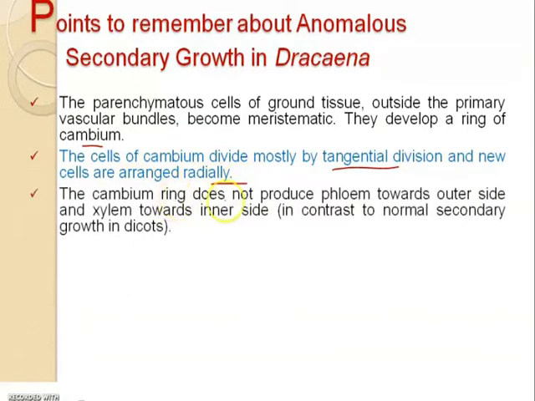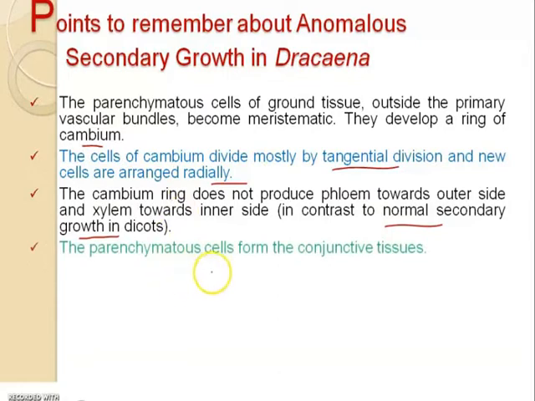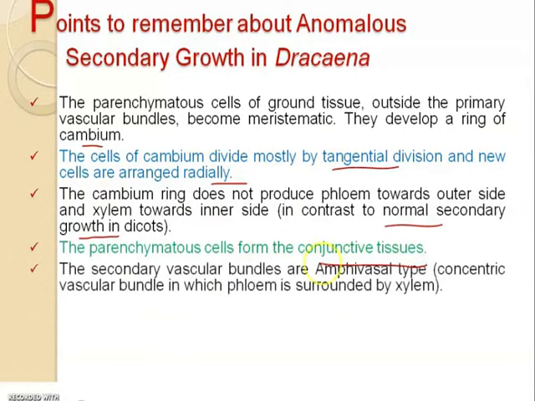The cambium ring does not produce phloem towards the outer side and xylem towards the inner side, in contrast to the normal secondary growth in dicots. In normal secondary growth in dicots, the inner side forms the secondary xylem and the outer side forms the secondary phloem. But in this case, the cambium ring does not behave like this. The parenchymal cells form the conjunctive tissue, which is the heart tissue.